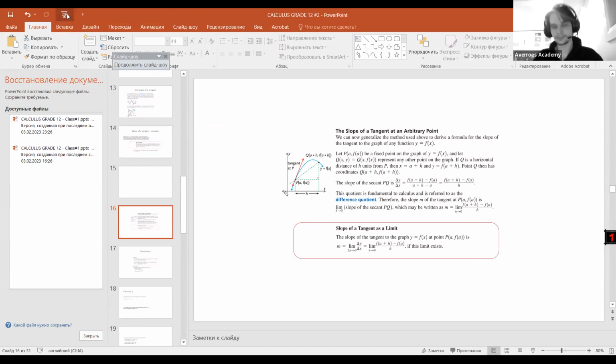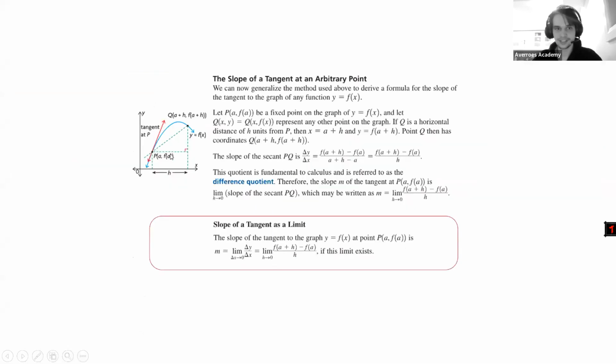So here, this is exactly what I've been showing you right now, but printed. You see, PQ is delta Y over delta X, and we write them down as we did. Can you see this? It's the same. It's just another way of seeing it.